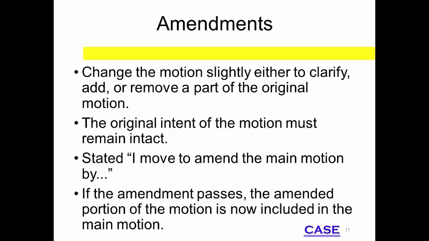The amendment can be discussed and must be voted on. If passed, then discussion on the amended main motion will continue. If the amendment fails, discussion will return to the unchanged original main motion.